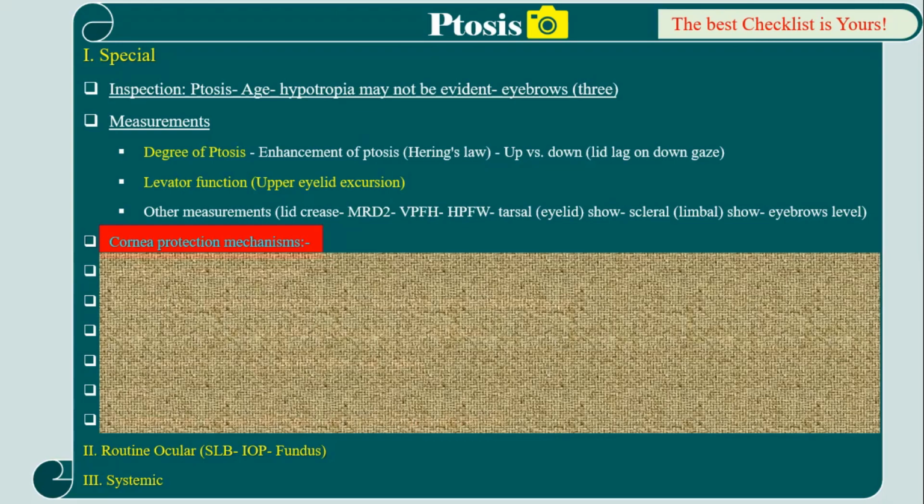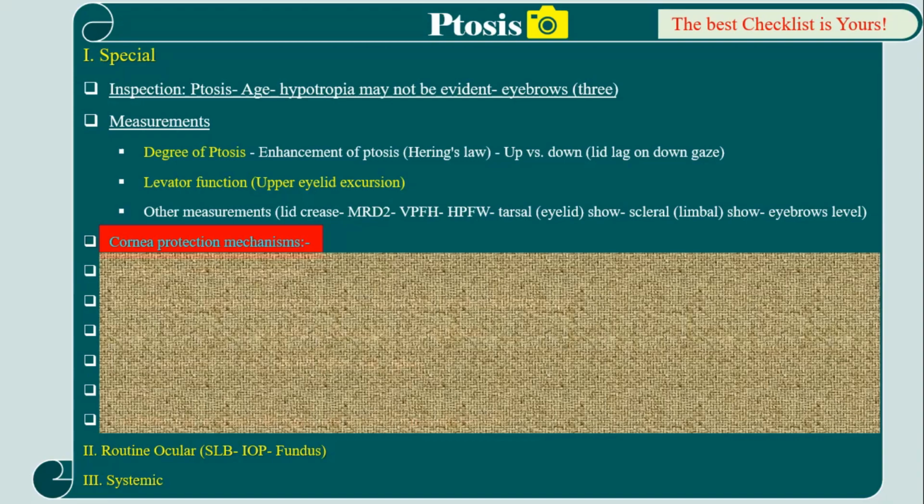So lid lag, what do you mean by lid lag? When the patient is looking down, the lid will not relax fully. The palpebral aperture will be more in the down gaze as compared to the normal eye, so it will be more in the ptotic eye. Since it's relaxing less than the other one, there is a chance that post surgery also, he may have exposure. I got it.